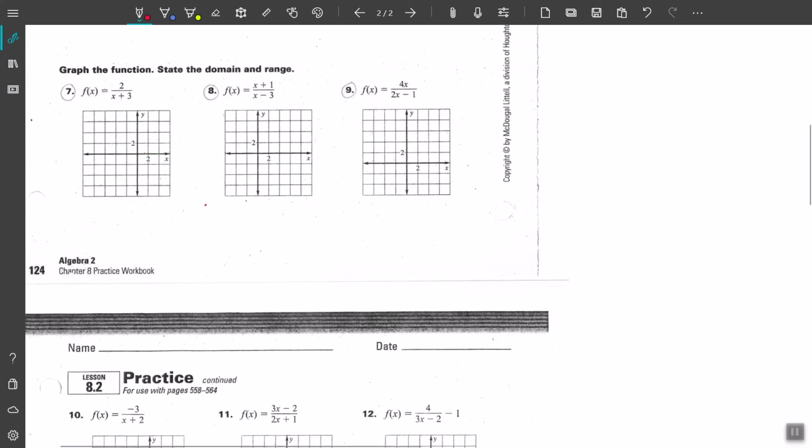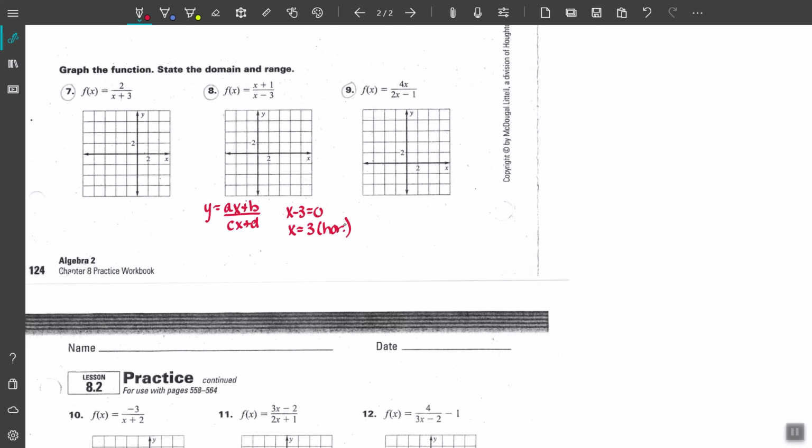All right, moving to number 8. This one looks like form 3. So the first step is to calculate our asymptotes. I'm going to get my vertical asymptote by setting the denominator of x minus 3 equal to 0. So I'm going to get an asymptote at x of 3.